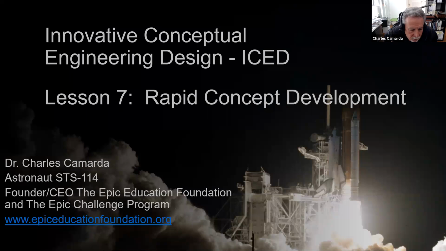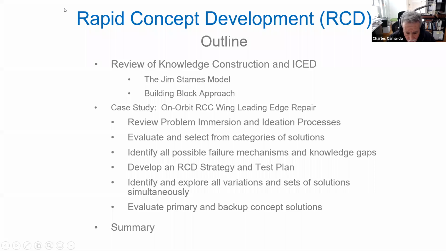Okay, this is lesson 7 of the ICED methodology. We're going to talk about rapid concept development. But first, we're going to go back and review a little bit about what you've learned so far in the ICE methodology. We're going to review knowledge construction, and then jump into a case study to show an example of what we mean by rapid concept development. The example is going to be the on-orbit repair of the reinforced carbon-carbon wing leading edge, which we had to develop in order for me to fly in space.